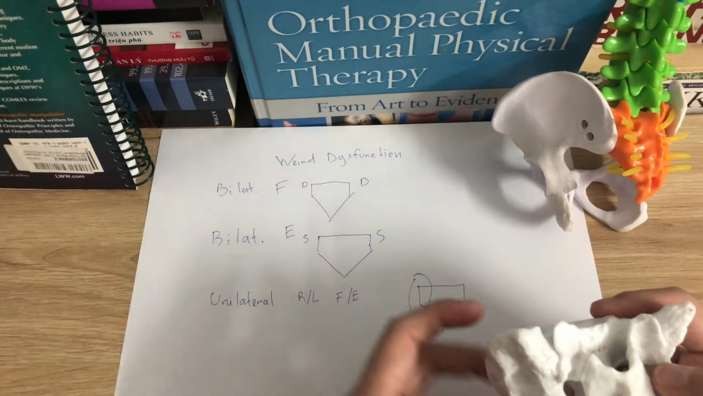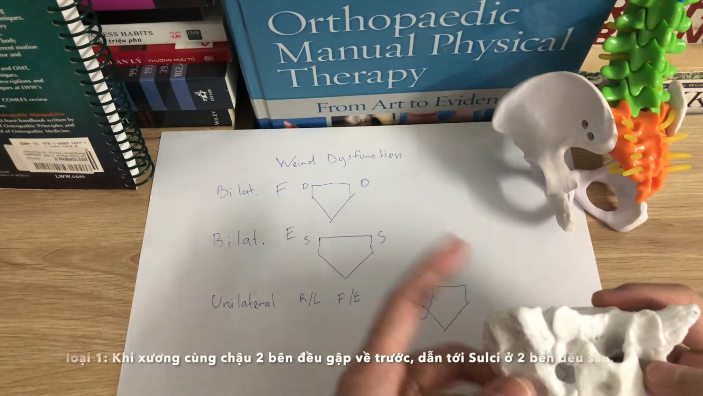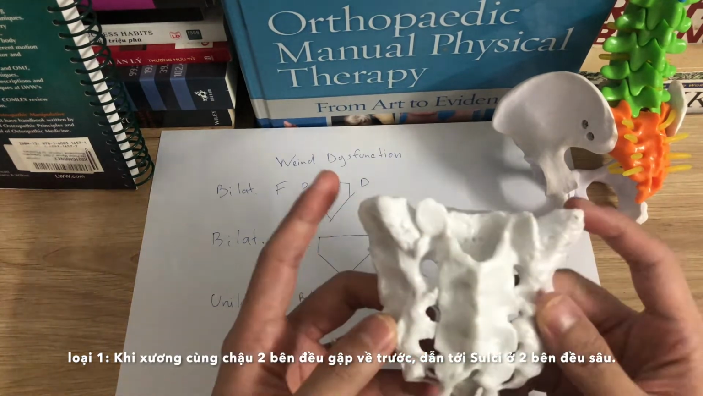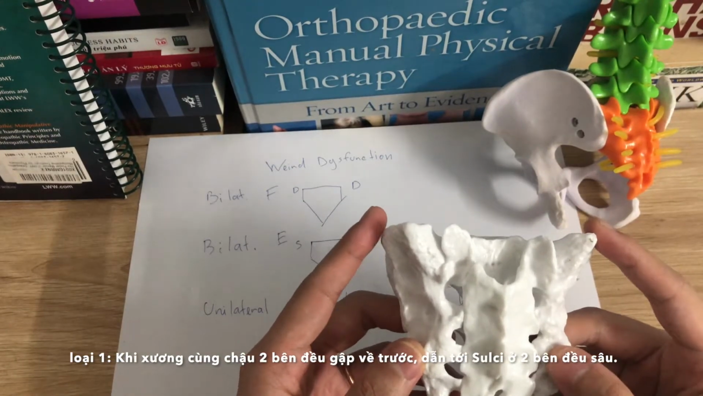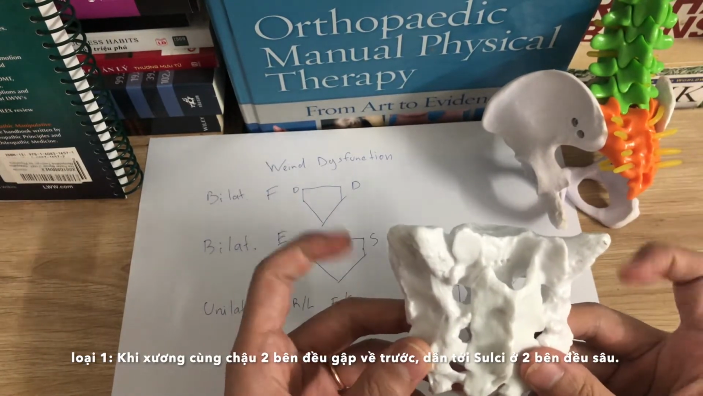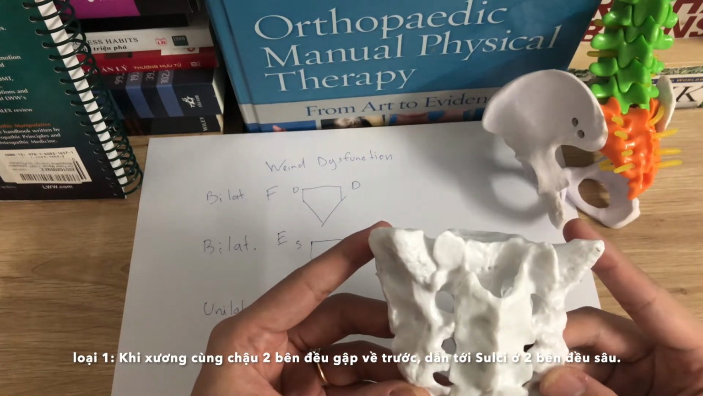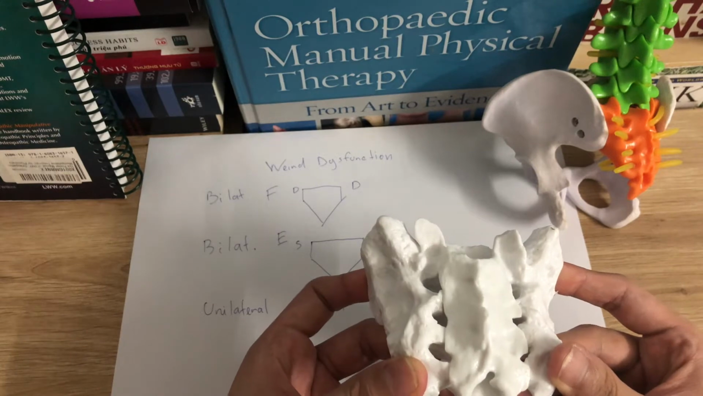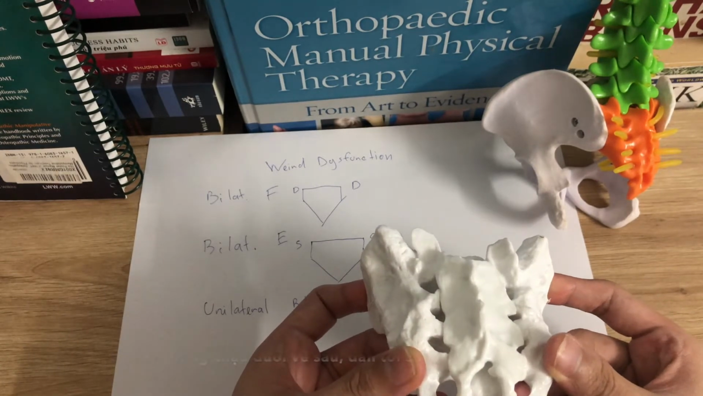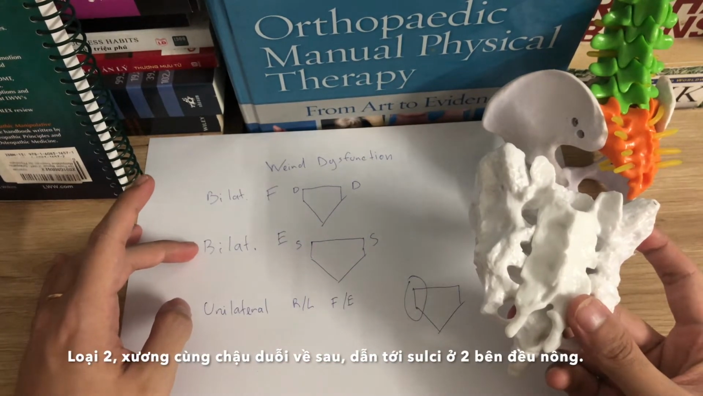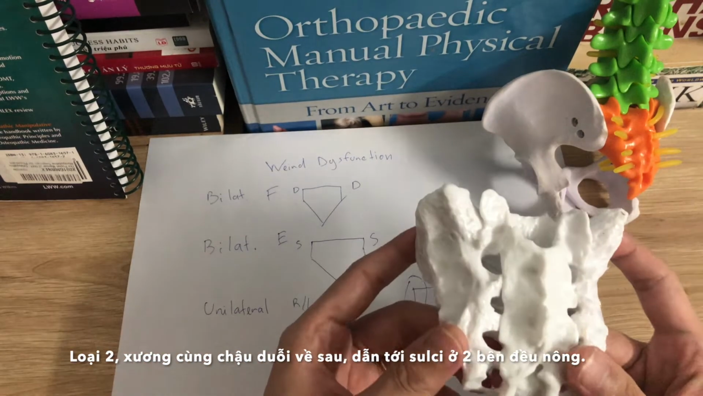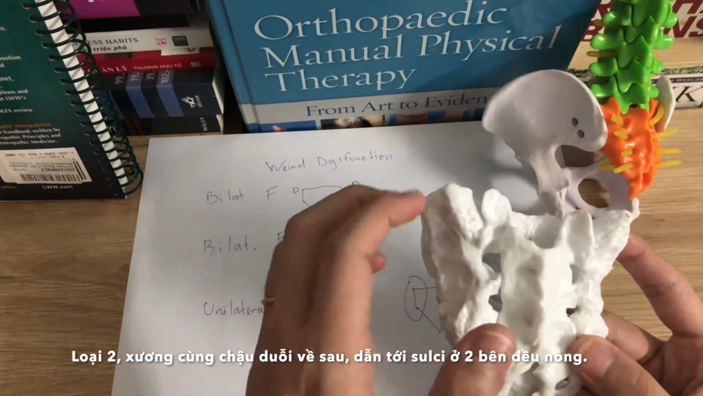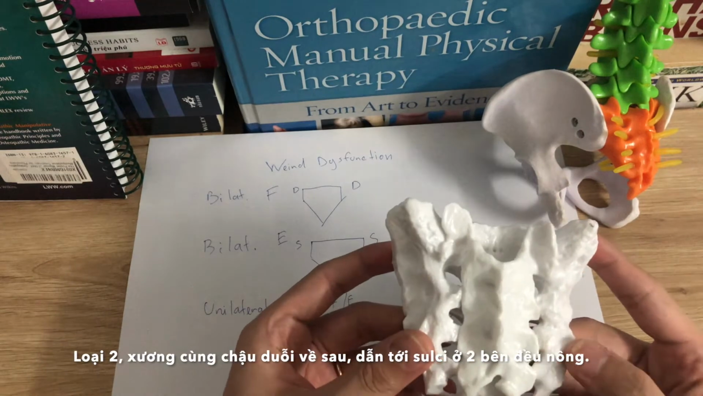The first one we have is the bilateral flexion. So you have the sacral base bilaterally flexed between the two innominate bones. So they have deep sacral sulci bilaterally. And bilateral extension is the exact opposite of that, so that both of the sacral sulci are shallow bilaterally.